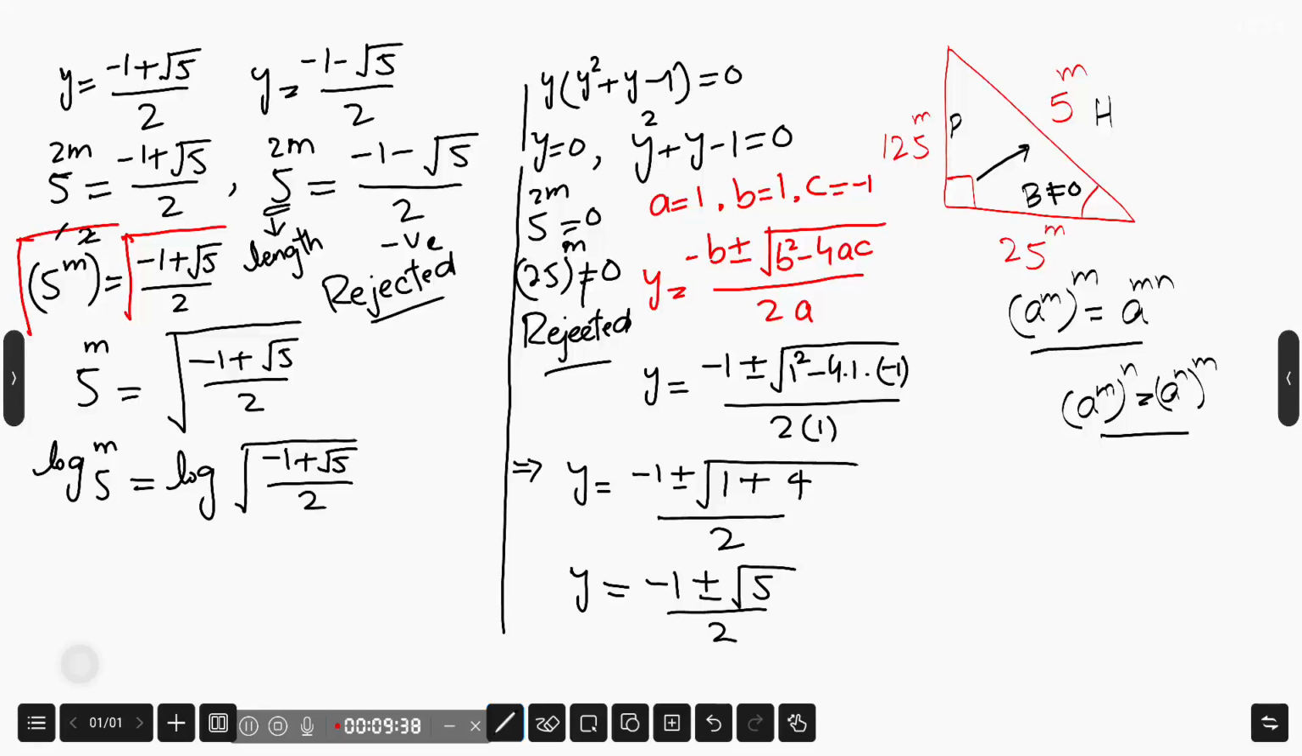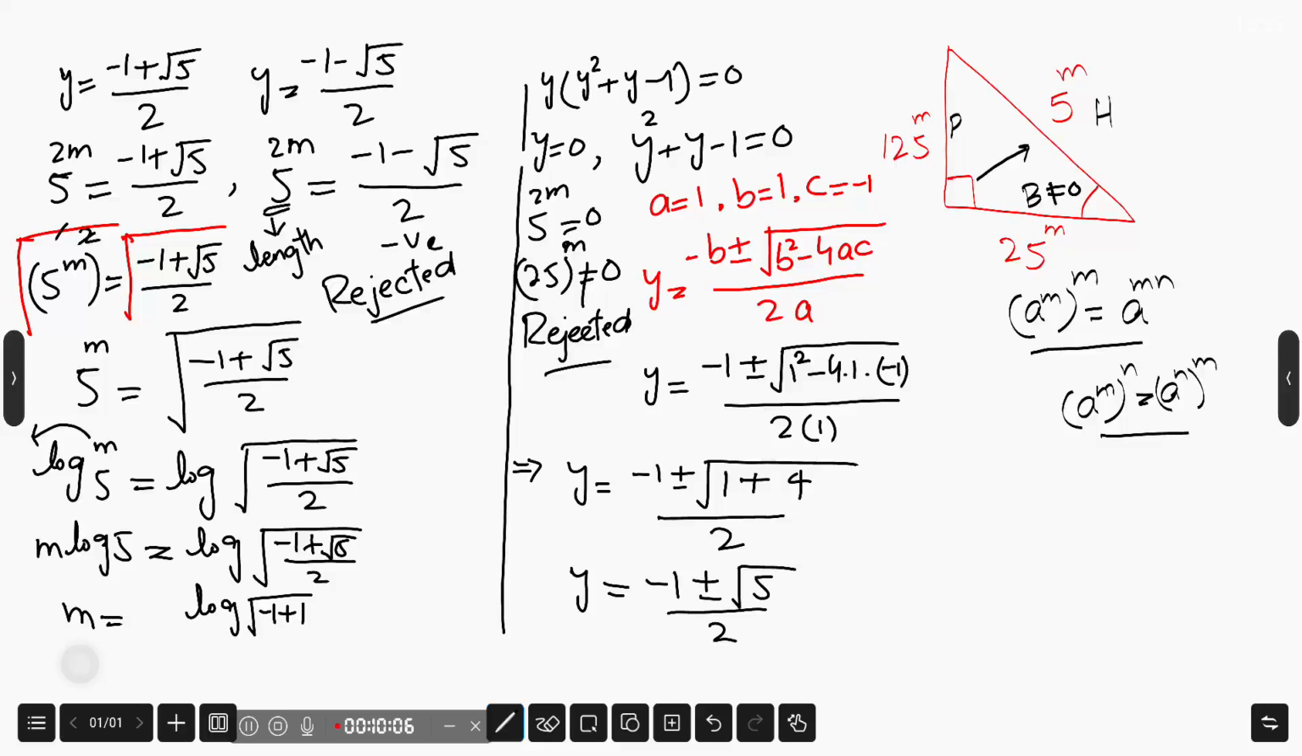Here we divide both sides by log 5, and finally we get the value of m, which equals the log to base 5 of the square root of -1 plus square root of 5, divided by 2. So this is our final answer to this question.